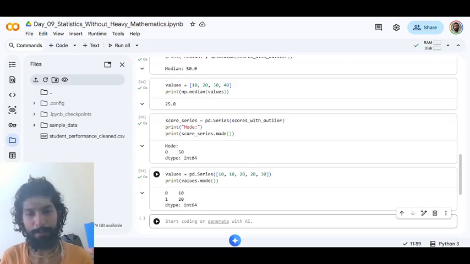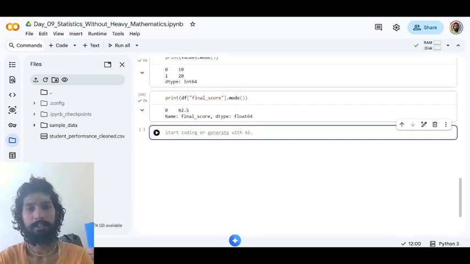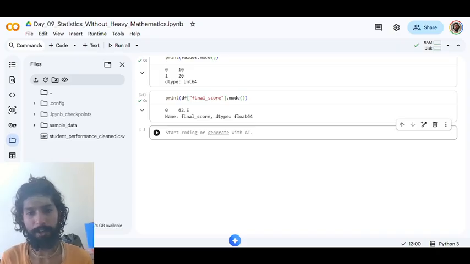For example, we may want to know the most common payment method, the most common product category, the most common city, or the most common performance grade. Let us find the most common final score in our dataset. This result tells us which final score appears most often. However, this does not automatically mean that the score is the best summary of the entire class. It only tells us which exact value occurs most frequently.